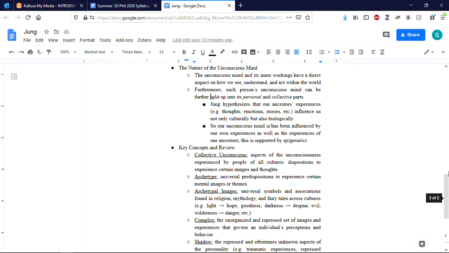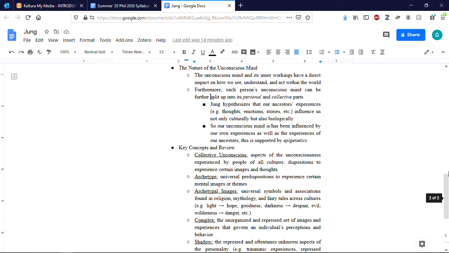Not only does our unconscious mind and its inner workings have a direct impact on how we see, understand, and act within the world around us, but Jung hypothesized that each person's unconscious mind can basically be split up into what's called our personal unconscious and our collective unconscious. So our personal unconscious mind is basically the unconscious mind that has been formed by your own personal experiences in life and your own personal beliefs. It is that part of your unconscious mind that has been formed throughout your life here on Earth. But Jung doesn't think that that's the only thing that makes up our unconscious mind.